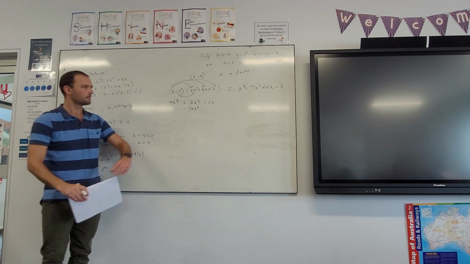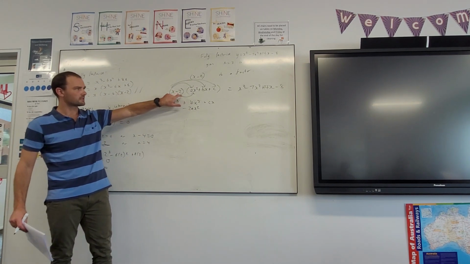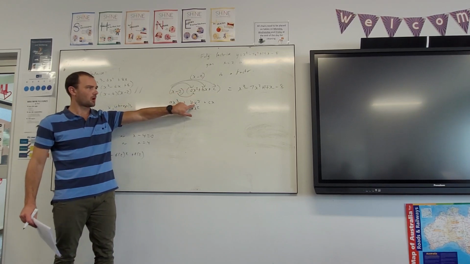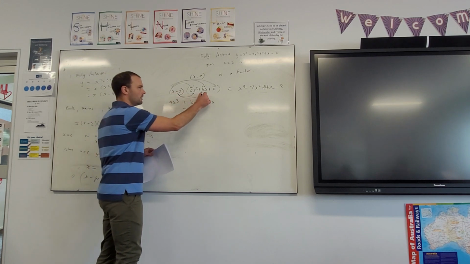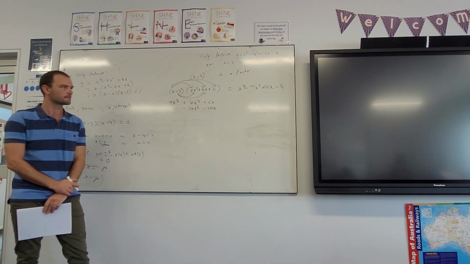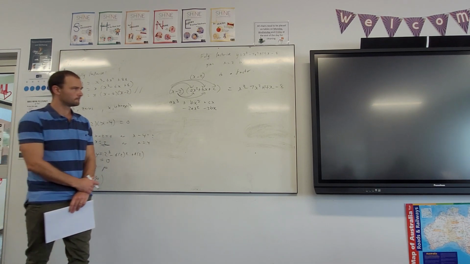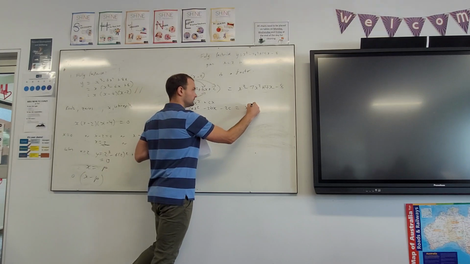I stagger them so that I can collect like terms a bit easier later on. So I go minus 2 times ax squared. I'm writing it under this one because they're both x squared. Next one, minus 2 times bx will be minus 2bx. And minus 2 times c will be minus 2c.